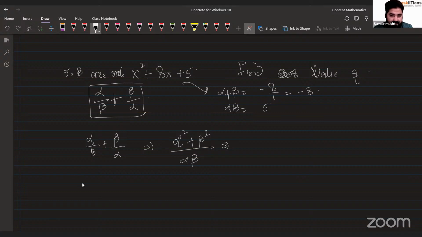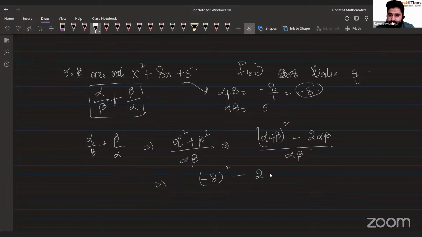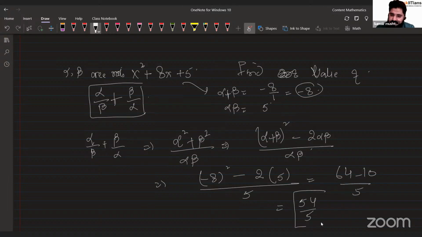And I have told you how to write alpha square plus beta square. This can be written as alpha plus beta whole square minus 2 times alpha beta, divided by alpha beta. So what is alpha plus beta whole square? That's equal to negative 8 whole square, minus 2 times alpha into beta, which is 5, divided by 5. That is equal to 64 minus 10 divided by 5. That is equal to 54 upon 5. This is your answer. Done? Okay.